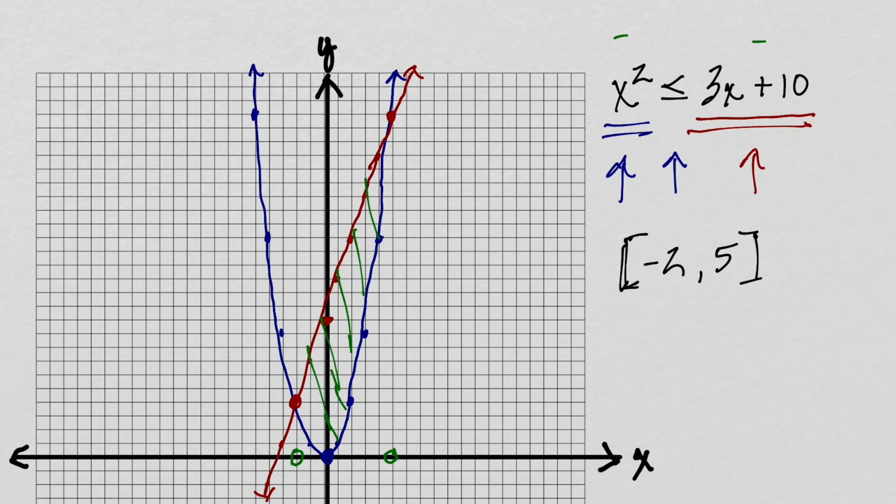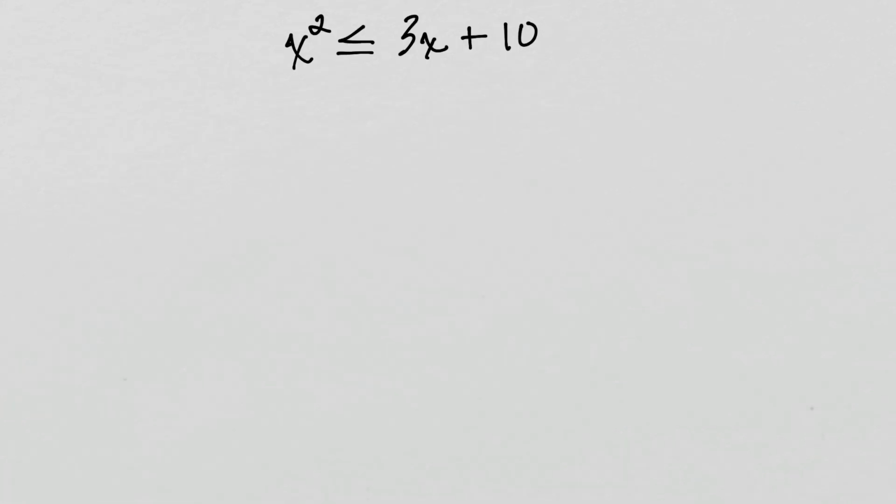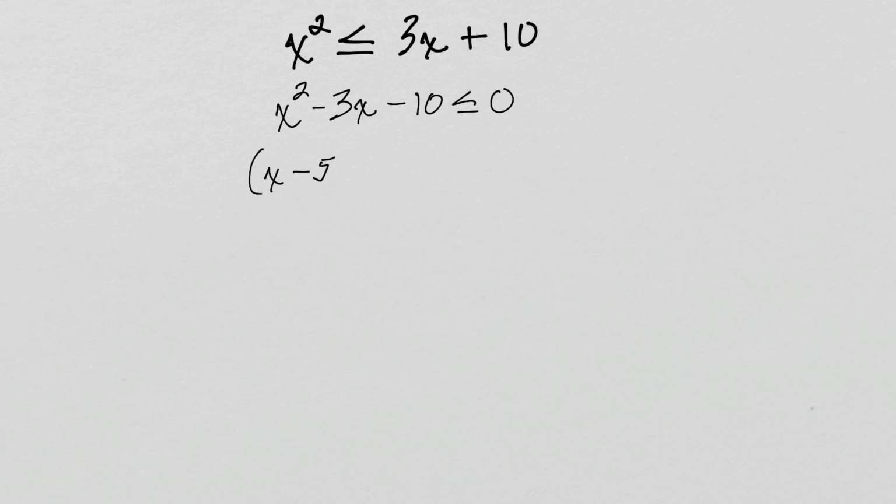So sometimes students like to do that graphically, and just to show you get the same solution, let's look at it the old-fashioned way. Okay, we use some algebra here. So what we would do is set this equal to 0. Well, set it less than or equal to 0. And then we factor it. So that would give me an x minus 5 and an x plus 2 as factors.